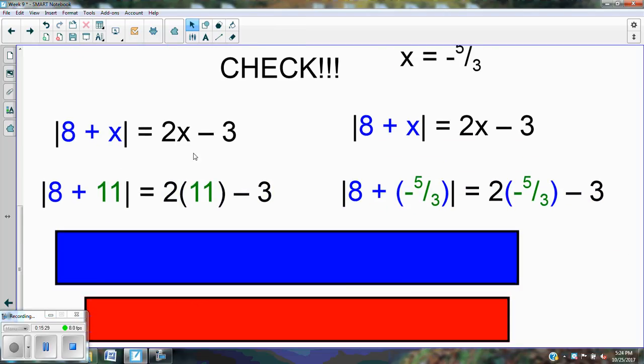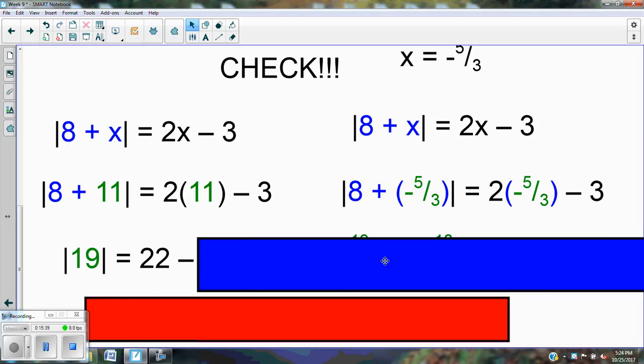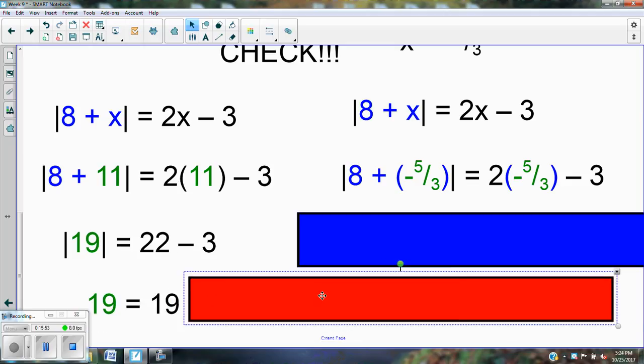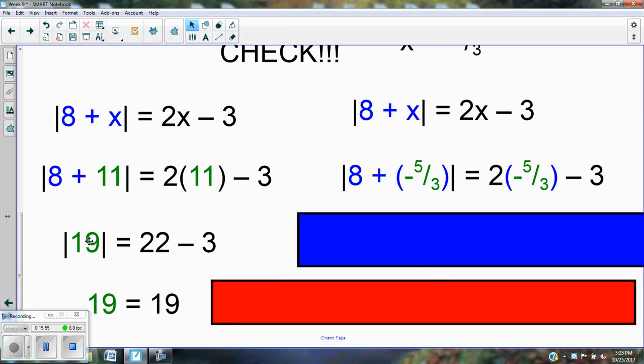Plugging in 11, we have 8 plus 11 is all in the absolute value. Instead of times x, it's 2 times 11, and then subtract 3. I'm just going to do that side first, how about? So 8 plus 11 would be 19, so we have absolute value of 19. 2 times 11 is 22. 22 minus the 3 is, I'm just going to move it over. Absolute value of 19 is 19. So it says 19 equals 19.